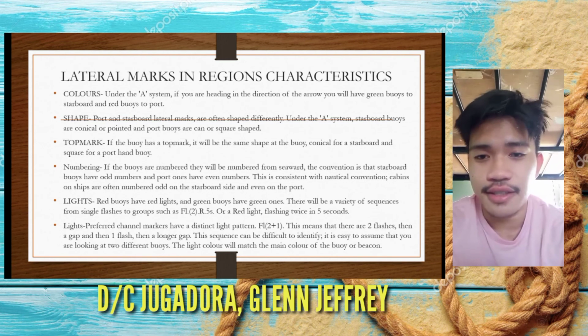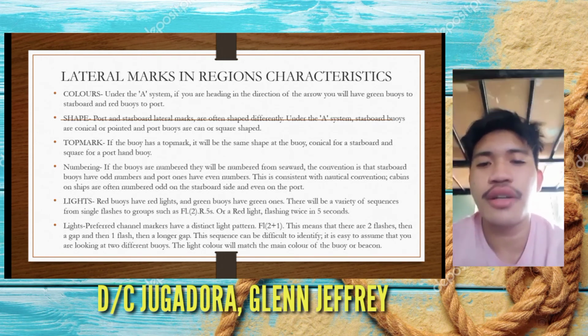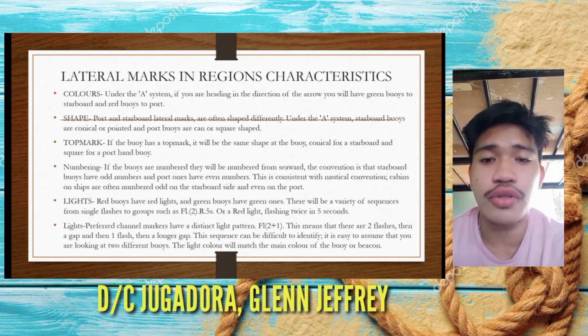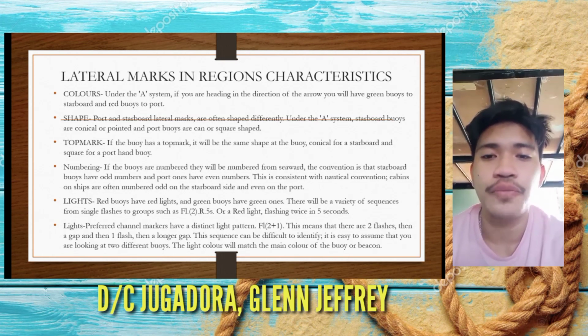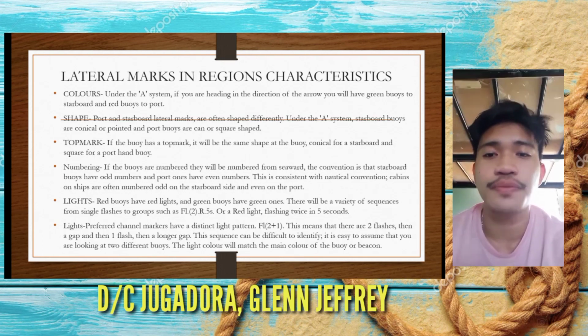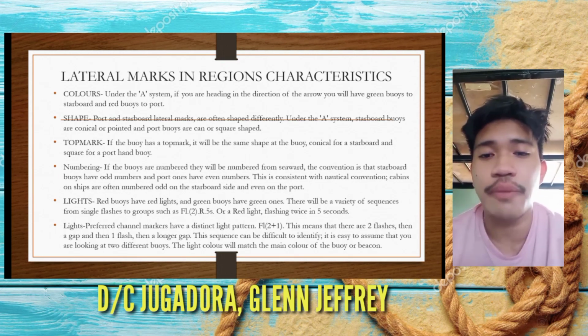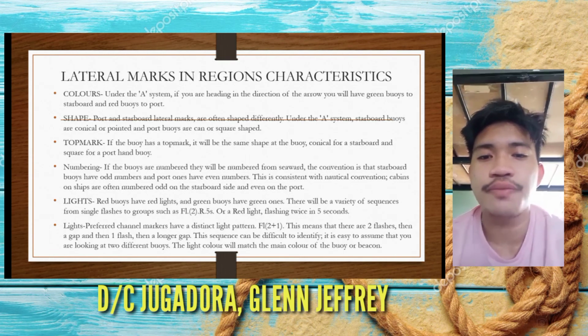Region A characteristics. Colors: under the A system, if you are heading in the direction of the arrow, you will have green buoys to starboard and red buoys to port. Shape: port and starboard lateral marks are often shaped differently. Under the A system, starboard buoys are conical or pointed, and port buoys are can or square shaped. Top mark: if the buoy has a top mark, it will be the same shape as the buoy, conical for a starboard and square for a port hand buoy.